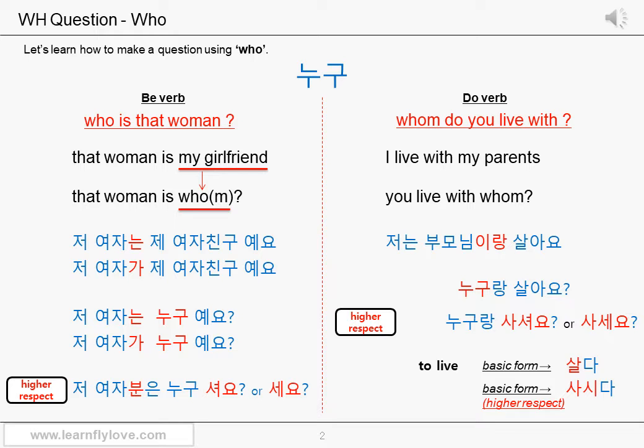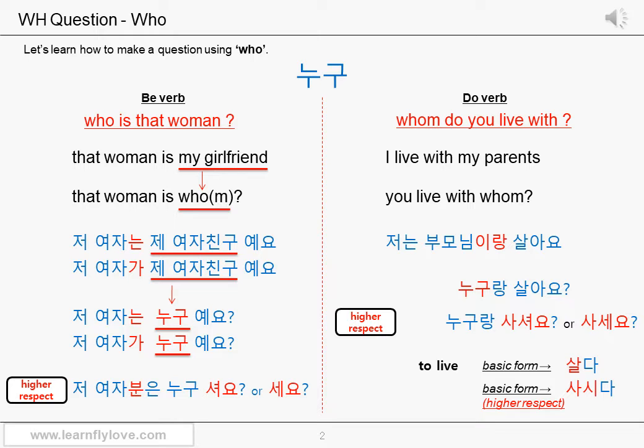Okay then, let's swap 제 여자친구 part with the interrogative pronoun 누구. 저 여자는 누구예요? Or 저 여자가 누구예요? Who is that woman? If you don't understand the usages of the subject particle here, you can just get rid of the particle. It's okay. 저 여자 누구예요? 저 여자 누구예요? Would be just fine.